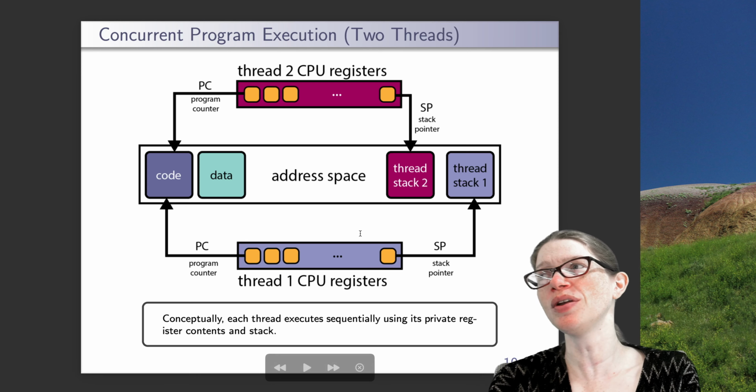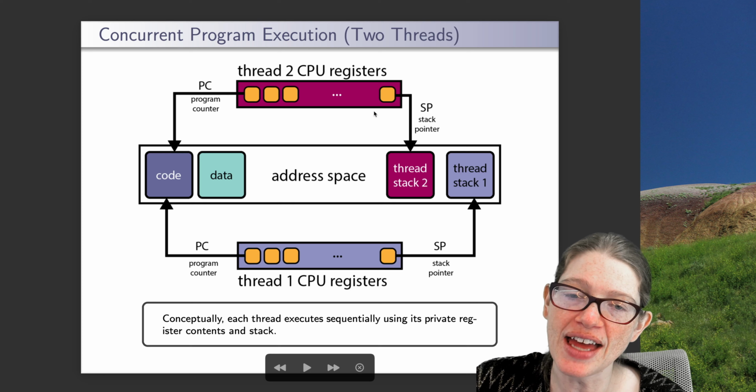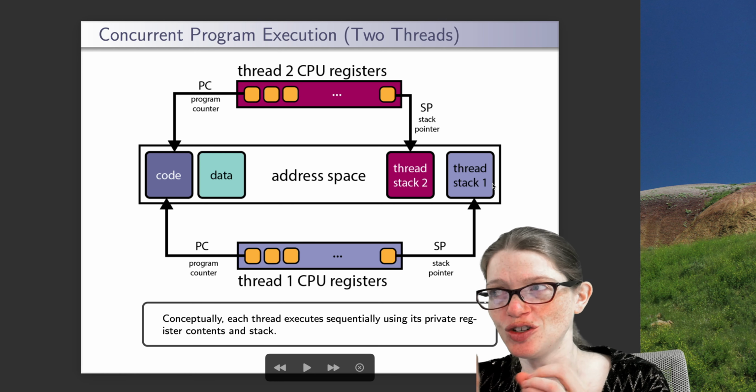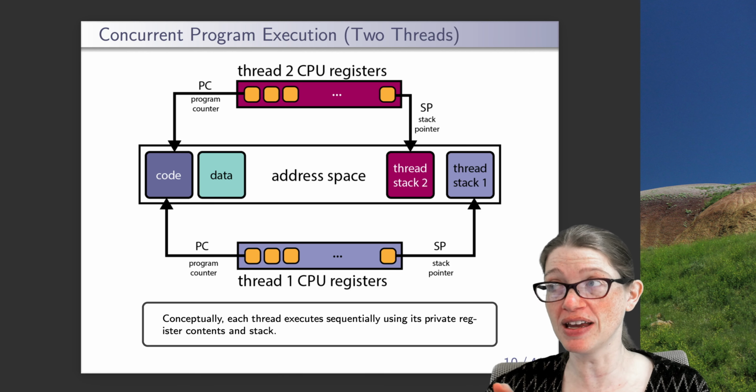Now, how does this work when you've got multiple threads? So what we've got here is this picture of the address space, and here's some really interesting things. Threads of the same program share the address space with each other.